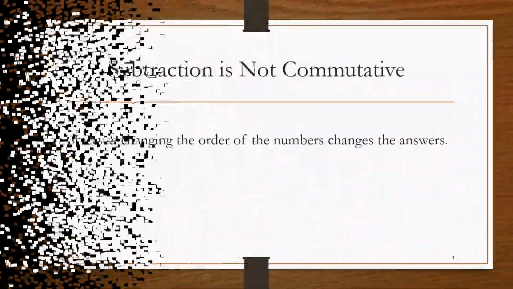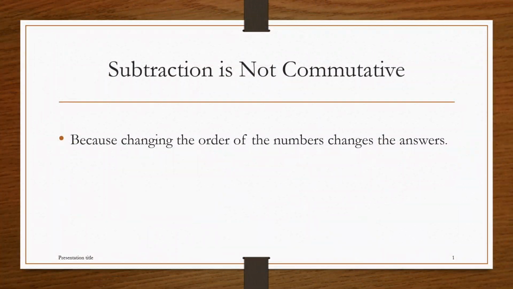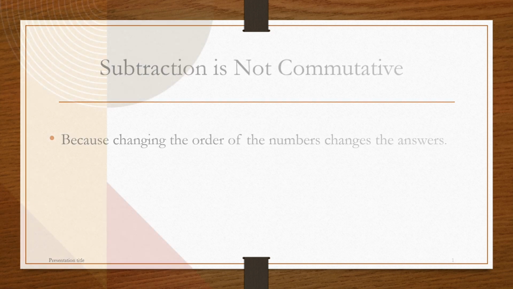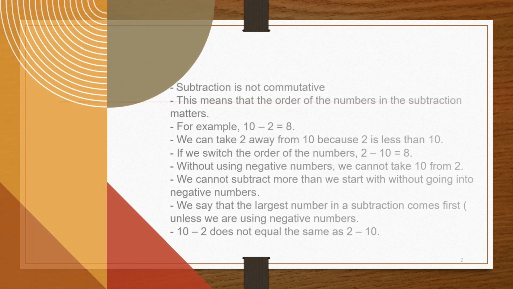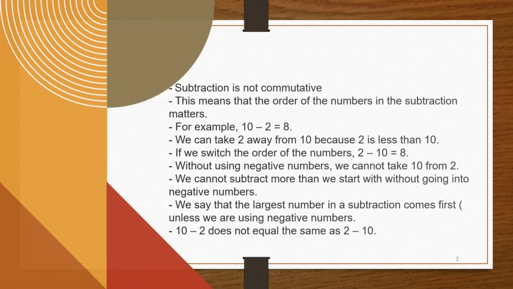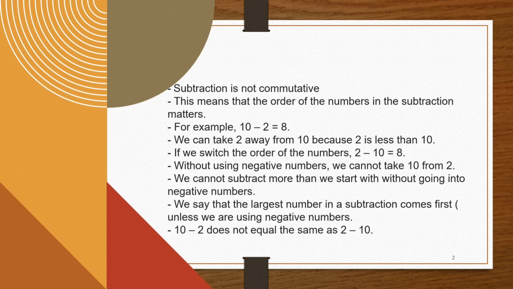Guys, did you know subtraction is not commutative? Well, because changing the order of the numbers changes the answers. Subtraction is not commutative. This means that the order of the numbers in the subtraction matters. For example, 10 minus 2 equals 8. We can take 2 away from 10 because 2 is less than 10.